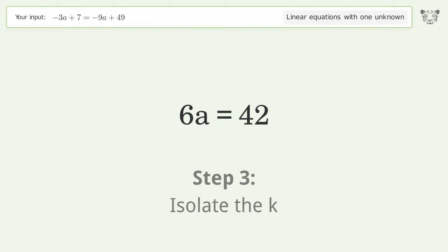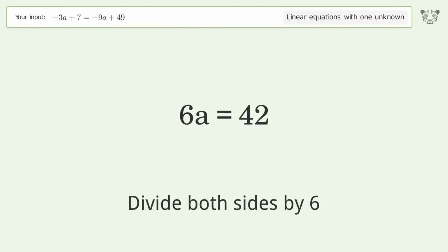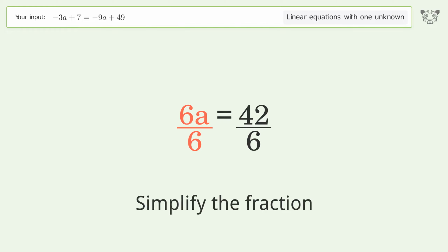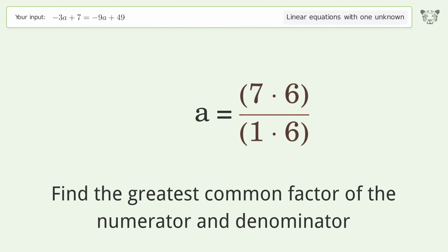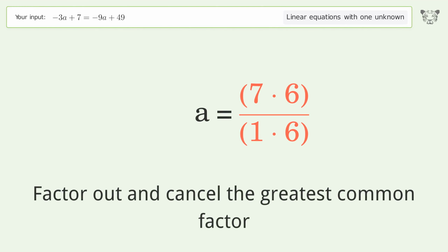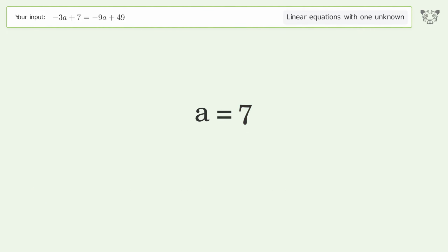Isolate the a. Divide both sides by 6. Simplify the fraction. Find the greatest common factor of the numerator and denominator. Factor out and cancel the greatest common factor. And so the final result is a equals 7.